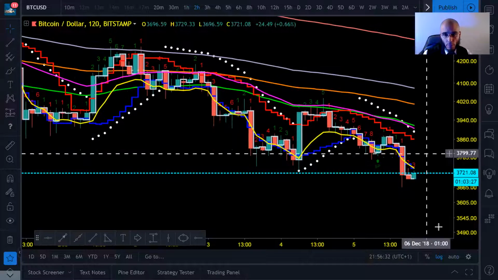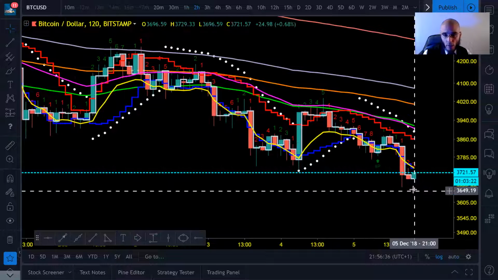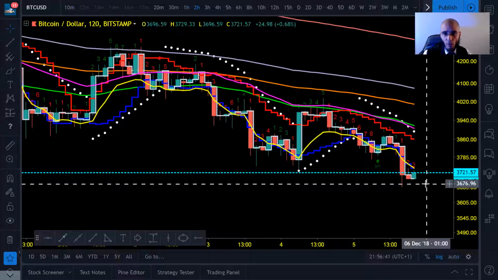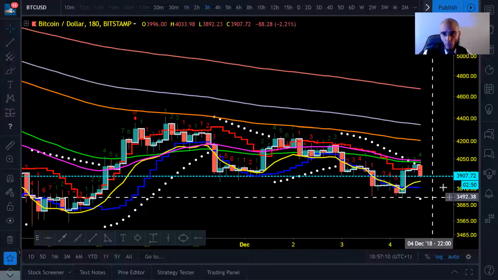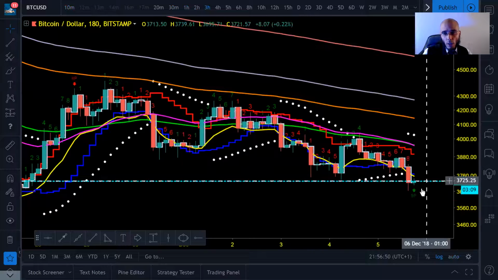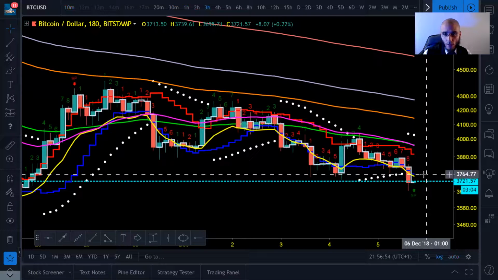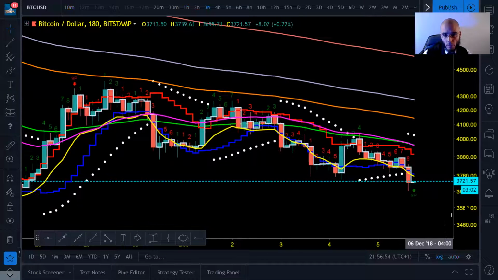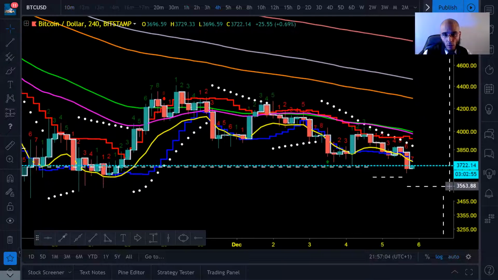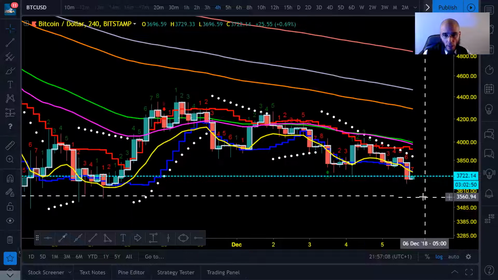2 hour chart, you did hit a 9 here, then you had a 1, 2 candle reversal and you went down. Now you're on a 3 and you are looking for a 9. You should be short. The 3 hour chart, you're on a 9, so you should be looking for a 1 to 4 candle reversal, then lower. The 4 hour chart, you are on a 7 and looking for a 9.